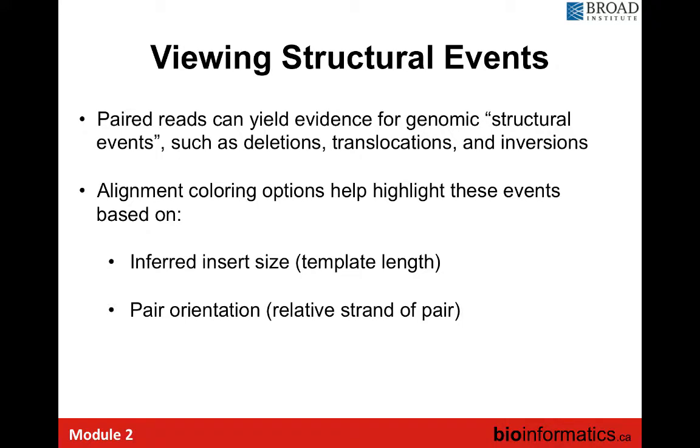So we want to look at structural events as well. And now we have paired-end reads. We can yield evidence for genomic structural events, such as deletion, translocation, and inversion. So we want to color this pair in a particular way to help us identify these structural variants. For this, we can look at the inferred insert size, which I'm going to describe just after, and the pair orientation. What you expect is this inward-facing pair orientation, but sometimes you have other ones, and that's going to help you identify a structural event.